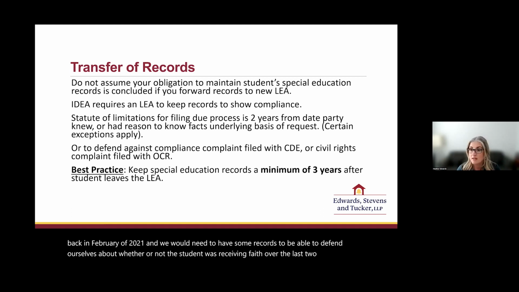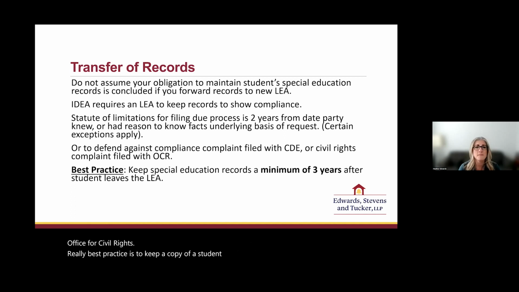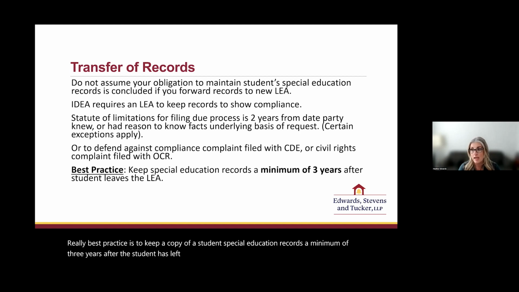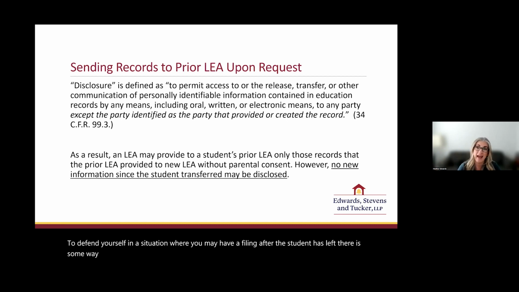Or maybe they file a compliance complaint or some sort of civil rights complaint with the Office for Civil Rights. So really, best practice is to keep a copy of a student's special education records a minimum of 3 years after the student has left your LEA, so that you are able to defend yourself in a situation where you may have a filing after the student has left. There is some way for us to get those records back if we needed to from the next LEA.